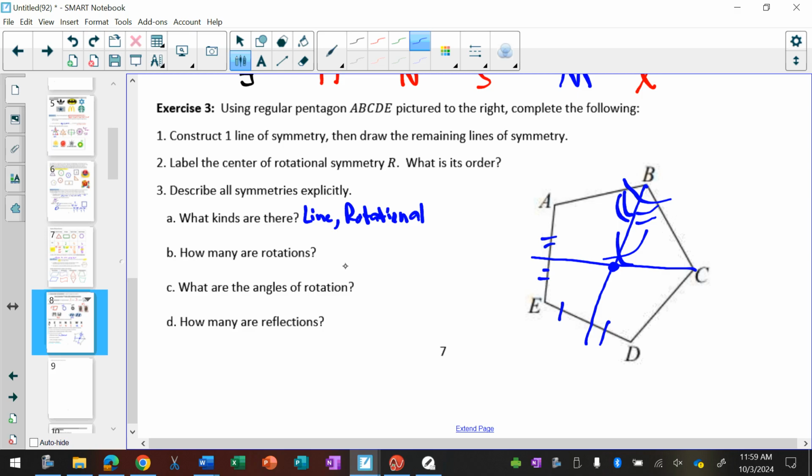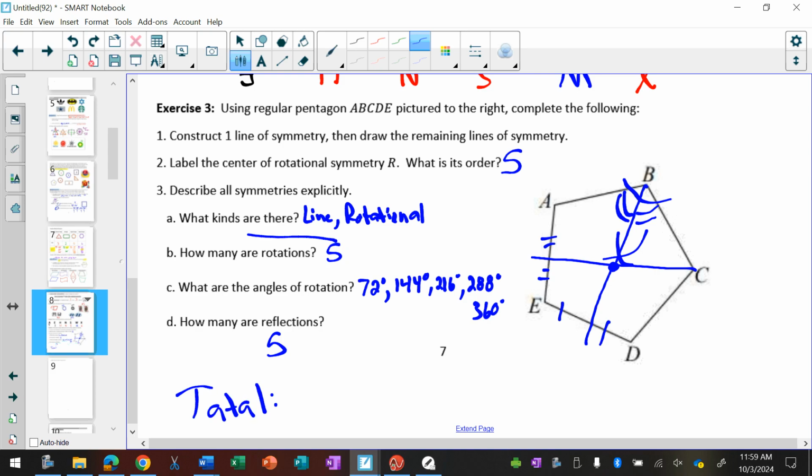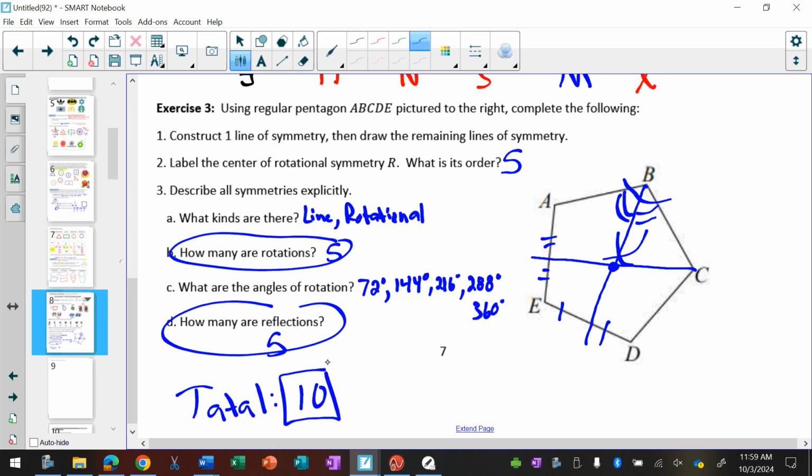This has 5 sides, so the order is 5. So it has 5 rotations where it maps onto itself. Each one comes after a 72-degree turn. And we listed these out earlier in the notes. That's how I'm going through these so quickly. And there are 5 lines of reflection. So on the next page, total symmetries, 5 rotations plus 5 lines equals a total of 10.